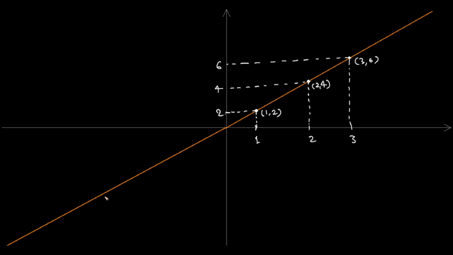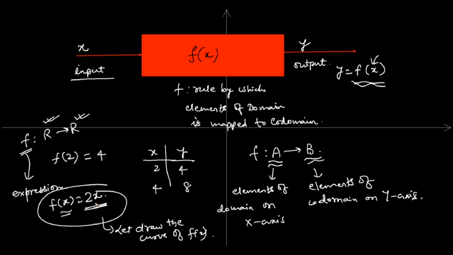If the graph is given, look at this, f of x is equal to 2x. This is an expression, 2x, where x is an input. From this expression alone, can you guarantee that this is a function? Of course not.